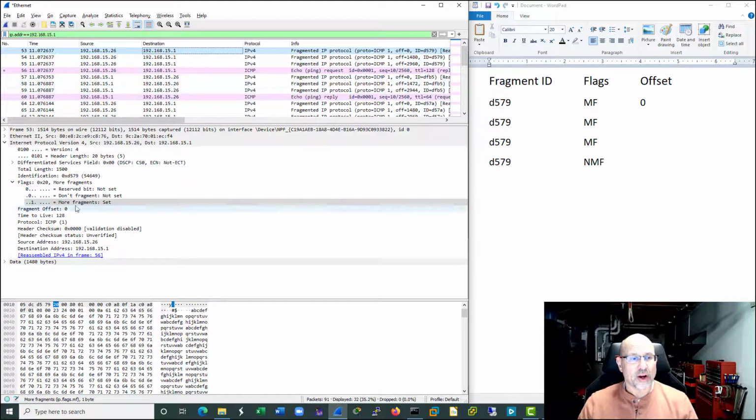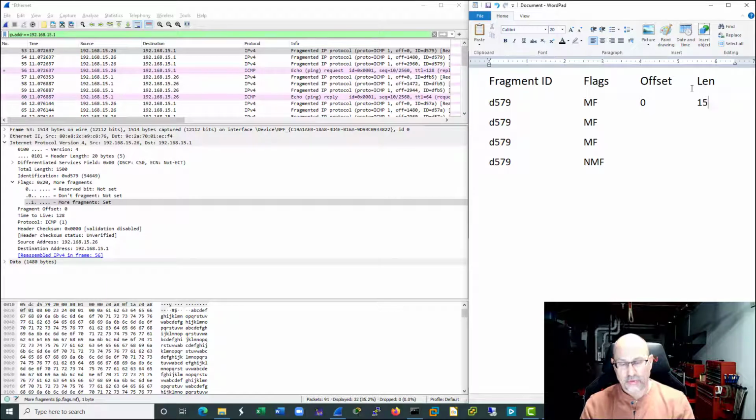We know that in this very first one, the fragment offset is 0. And the total length here is 1500. And maybe I'll add that. Maybe we'll say we got a length here of 1500.